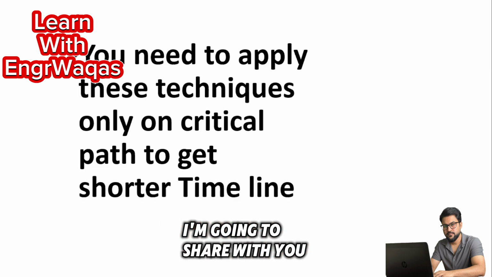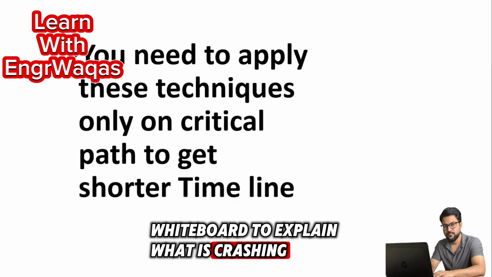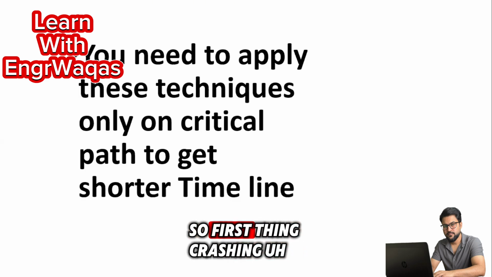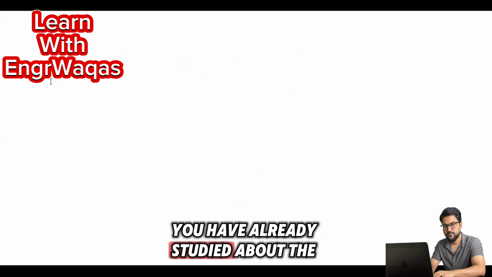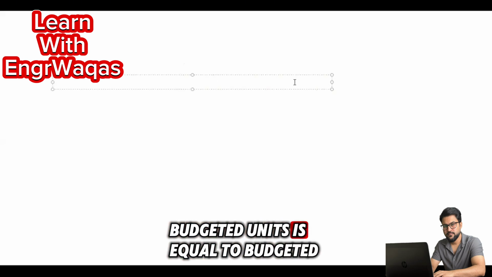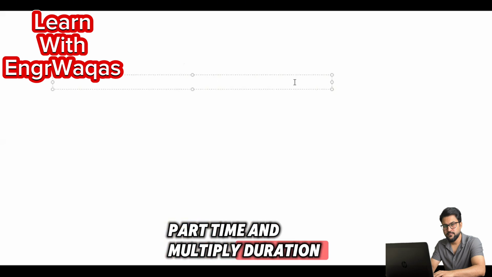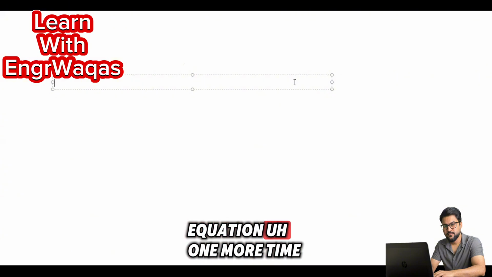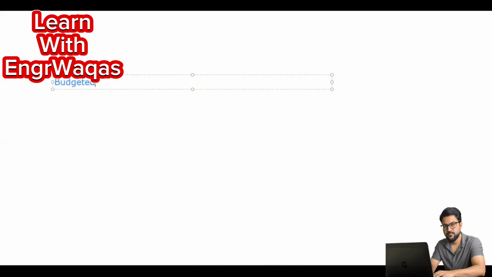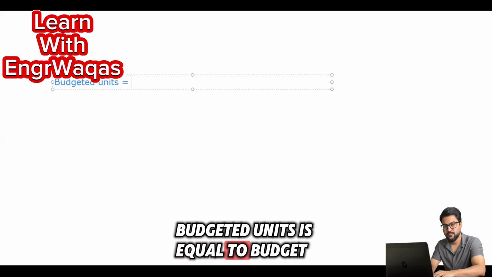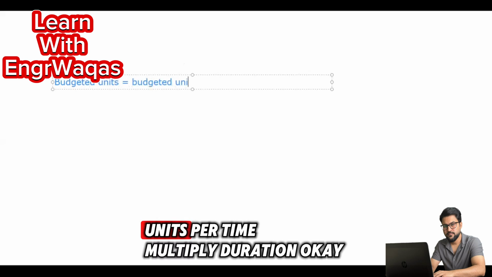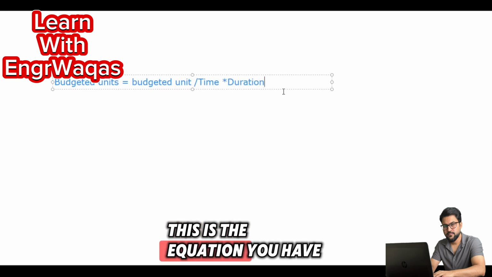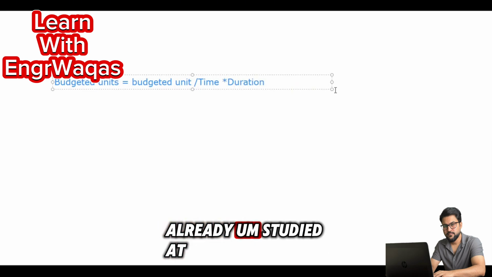So first I'm going to share with you the whiteboard to explain what is crashing and what is fast tracking. First thing, crashing. You have already studied the equation: budgeted units is equal to budgeted unit per time multiplied by duration. I will just write the equation one more time over here. Okay, this is the equation you have already studied.